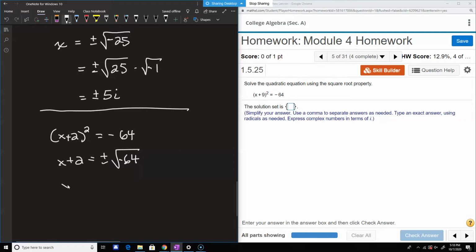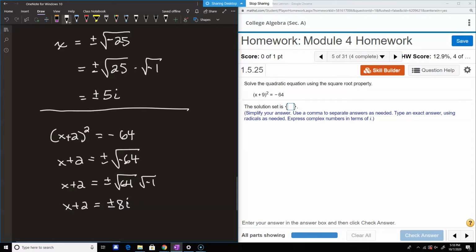And then that's going to break down into x plus 2 as plus or minus the square root of 64 times the square root of -1. So we're going to get plus or minus 8i on the right-hand side. So we get x plus 2 is plus or minus 8i. And then we're going to subtract 2.